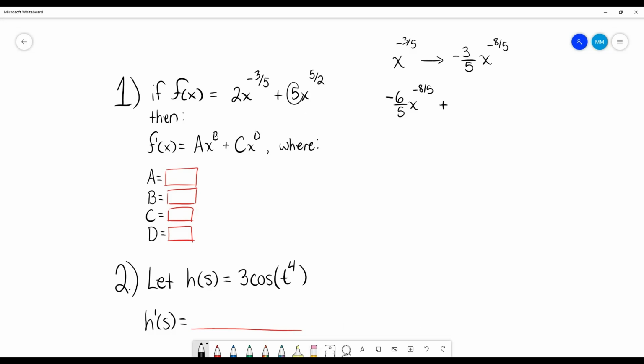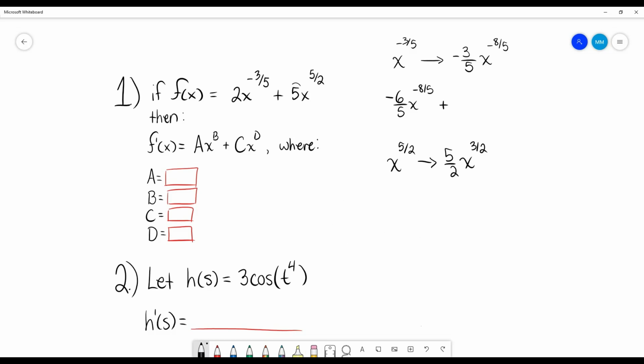So again, we've just got that 5 times x to the 5/2. Let's figure out x to the 5/2. The derivative of that, again, is power rule. So we take our exponent, we put that in front. That's our new coefficient. And now we subtract 1 from our exponent. In this case, 1 would be the same as 2 over 2. So it's 5/2 minus 2 over 2, which is 3/2. So that's our new exponent. So that's the derivative of that bit.